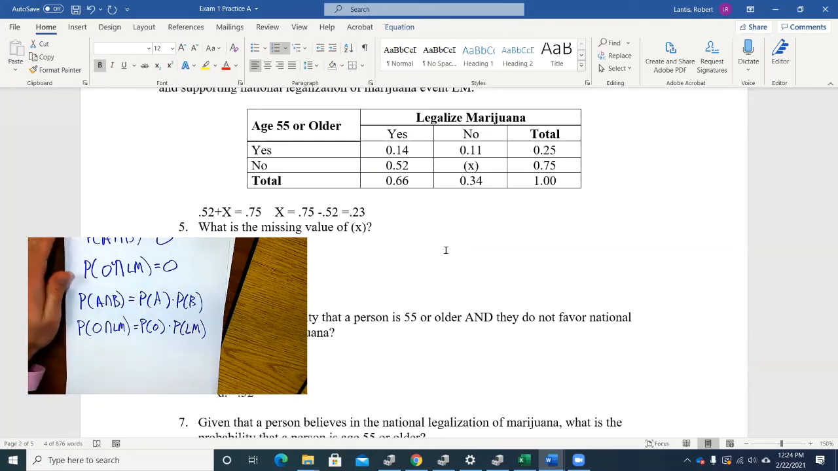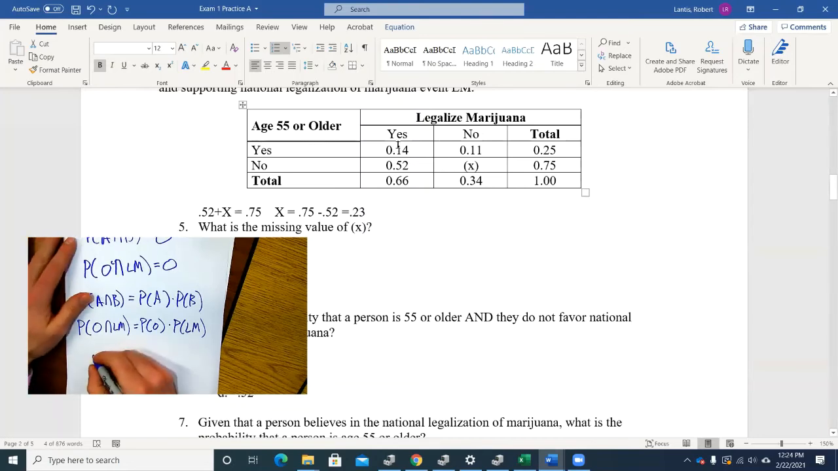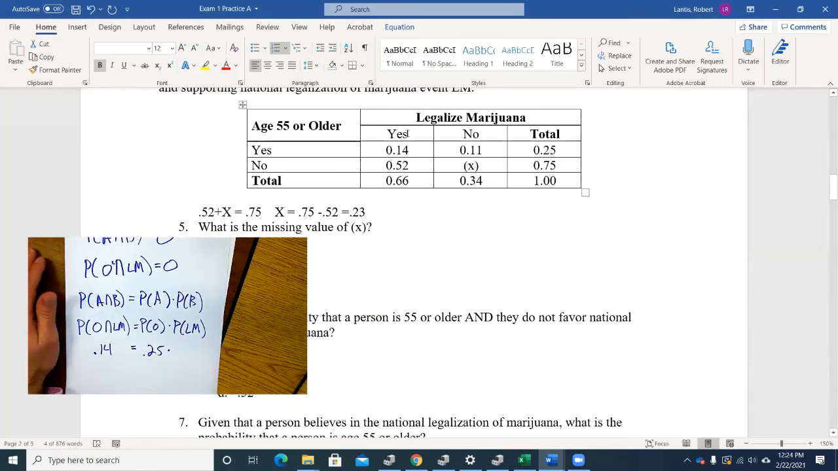So if we look here, what's the intersection? Older than 55, wanting marijuana legalized: 0.14. What's the probability of being older than 55? We go over to the total, 0.25, times the probability of wanting marijuana legalized, which is 0.66. Yeah, 0.66.